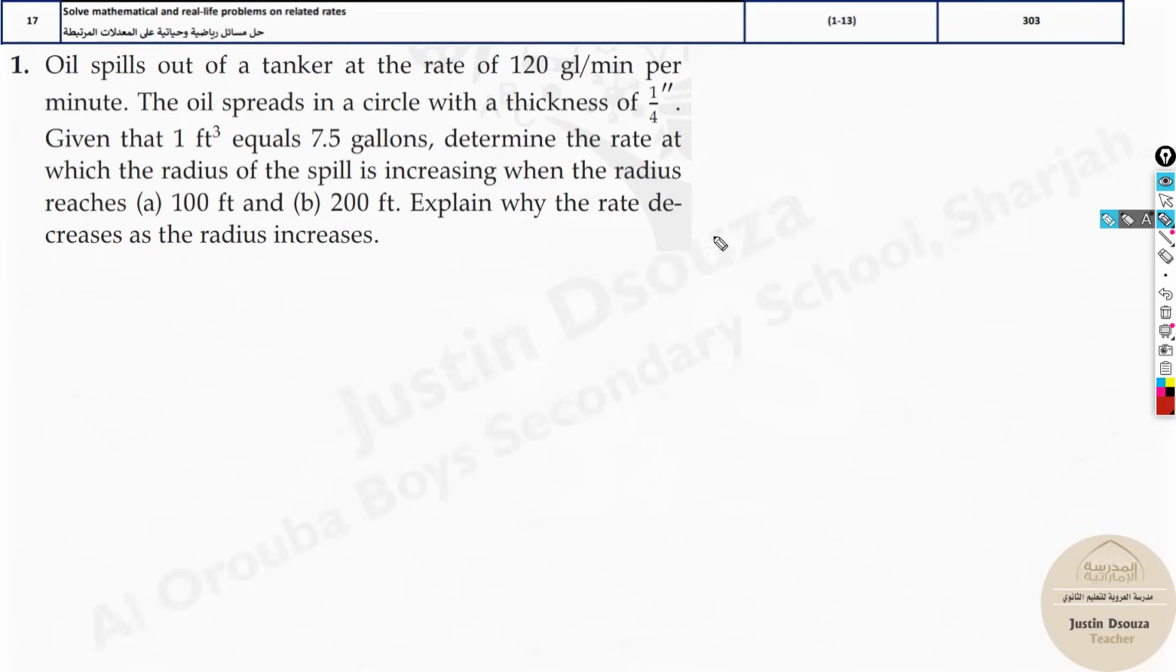I'll do this in very detail. I'll write the given, everything in detail. For the next one, you can try it by yourselves and I will just go through the important parts. Now, first thing, read the question, understand what they have asked you.